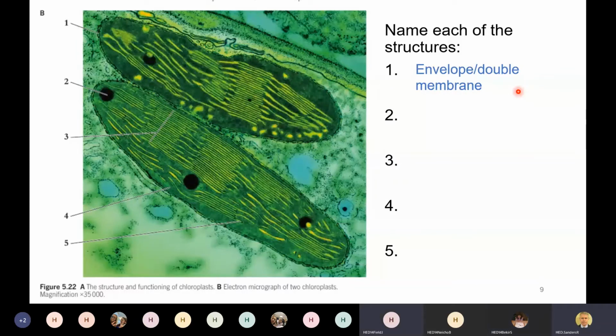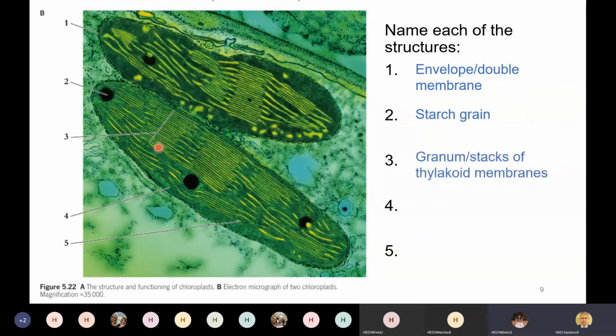Somebody have a guess? It's not a nucleus because they don't have nuclei. It was on the previous slide. Is it a granum? No, the grana is coming up. That's a starch grain, okay? And 3 is the granum, because if you look along here, you can see a stack of those membranes, okay? There's another granum here, another big one here, a little one there, and so on.